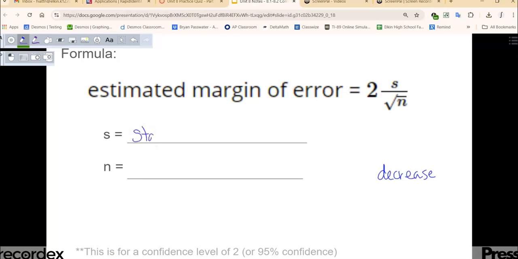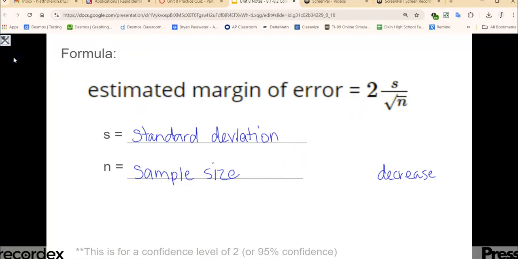standard deviation. And I will show you in a minute how to find that using Desmos. And N stands for your sample size. And the sample size is the number of people in your sample, how many people you looked at there, or individuals, or whatever you're looking at.